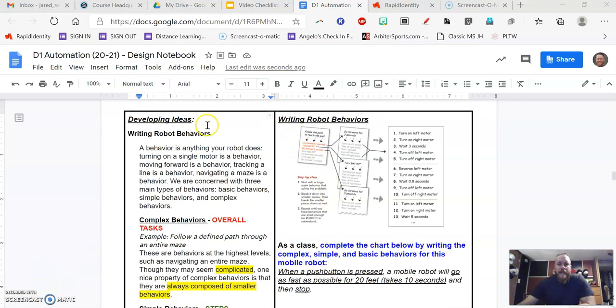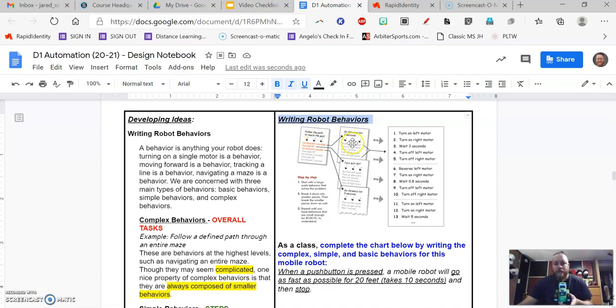All right, scrolling back up to the top of our developing ideas category, we're now going to work over here on the right-hand side. This diagram that you see right here has complex behaviors on the left, simple behaviors here in the middle, and then basic behaviors over here on the right. So let's say I've got a robot. Here's my John Deere tractor robot. Let's say I want this robot to drive through a maze and get to the end. The complex behavior, the overall task, is for this robot to follow the path to reach a goal.